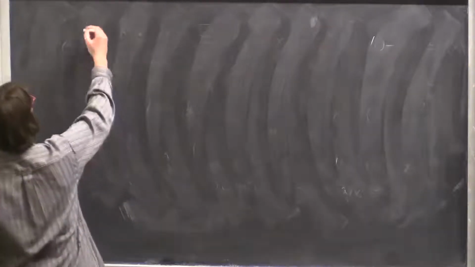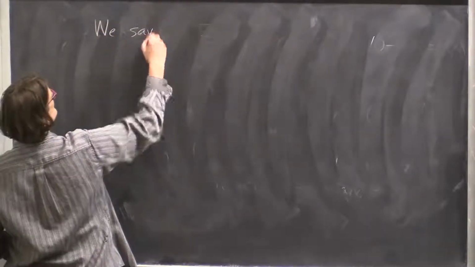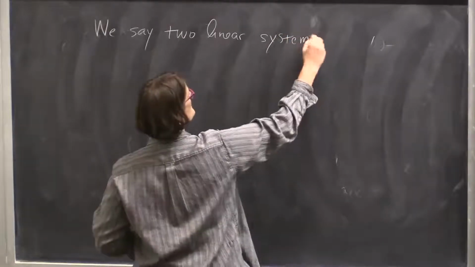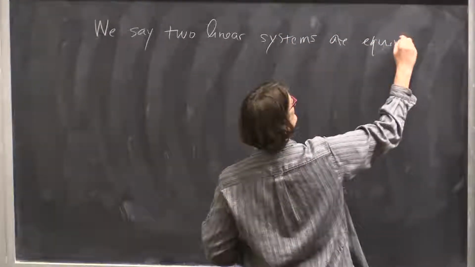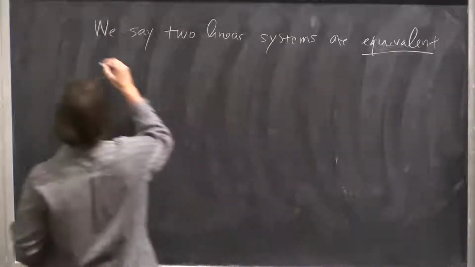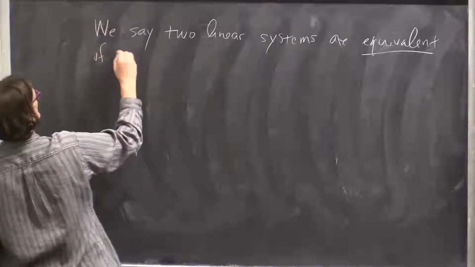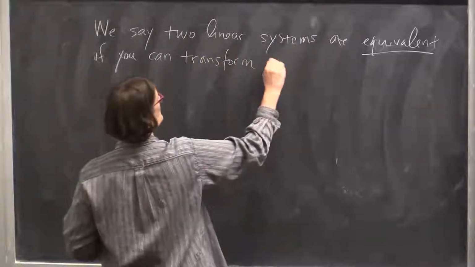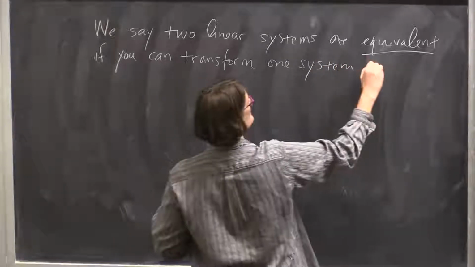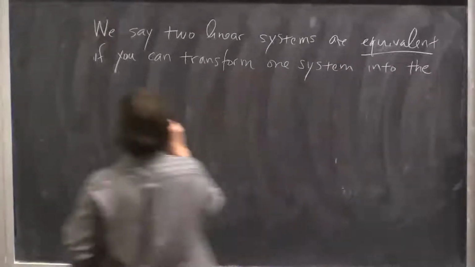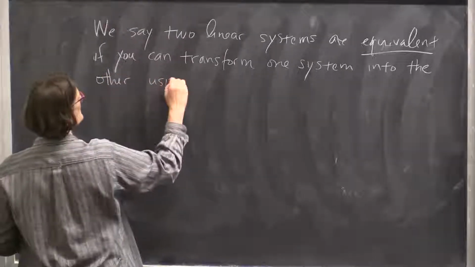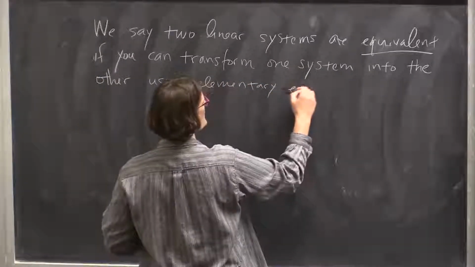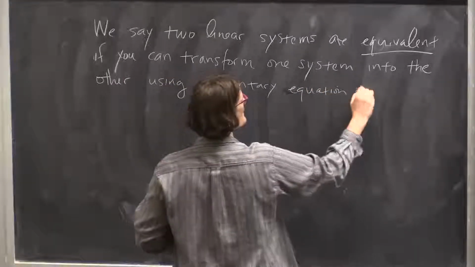So just a little bit more language. We say two linear systems are equivalent if you can transform one system into the other using elementary equation operations.